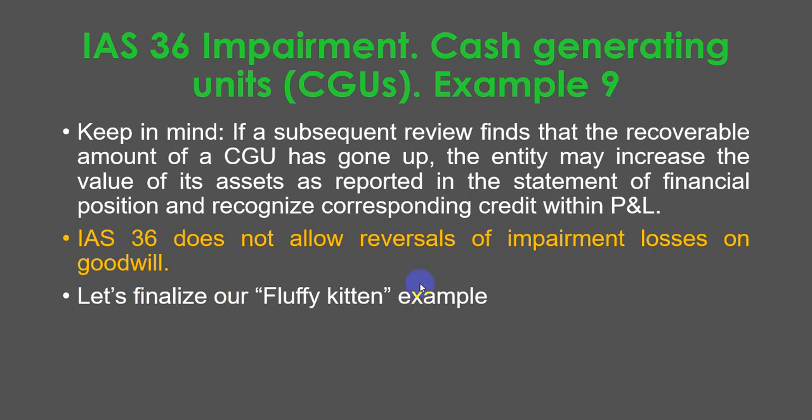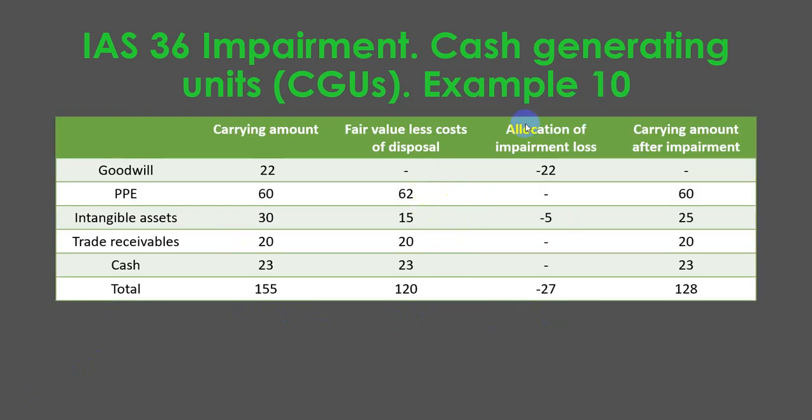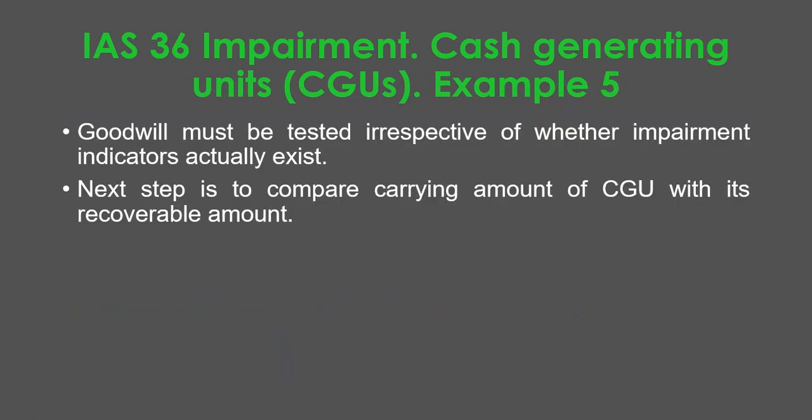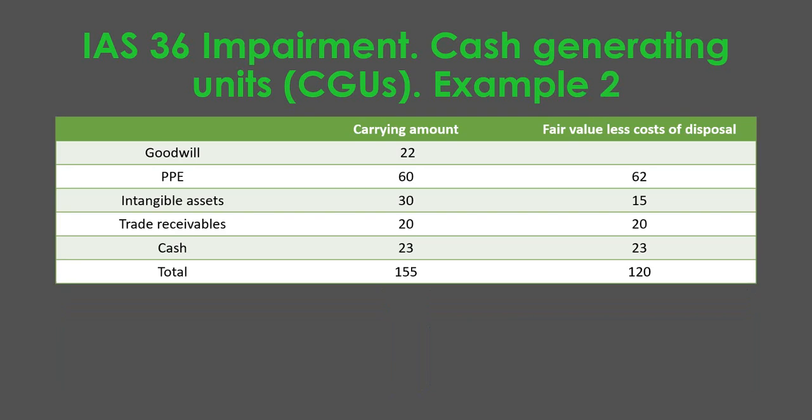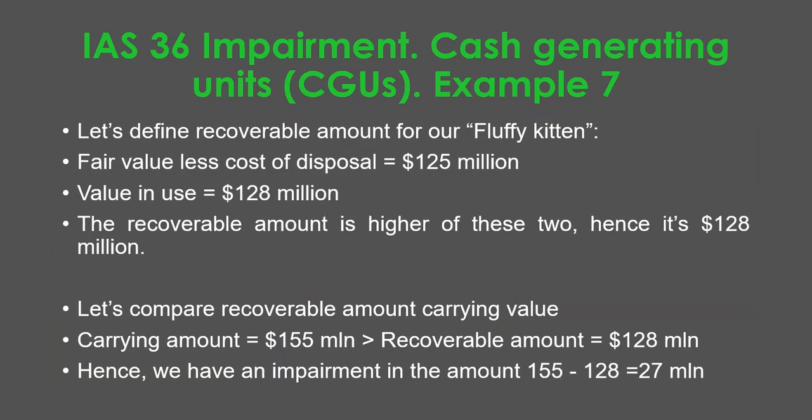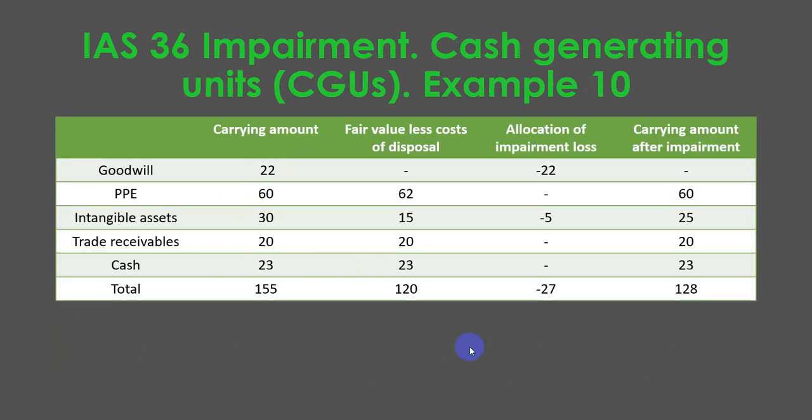So let's finalize our fluffy kitten example. We have a total impairment of 27 million. Let's just check that all figures were correctly transferred. Yes, it seems that everything is correct here. So, as you can see, we have fair value less costs of disposal for different types of assets, and when we distribute impairment, we need to be sure that the value of our assets is not less than fair value less costs of disposal or recoverable amount of individual assets.